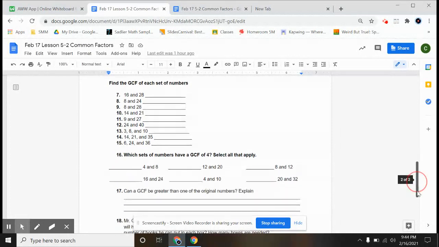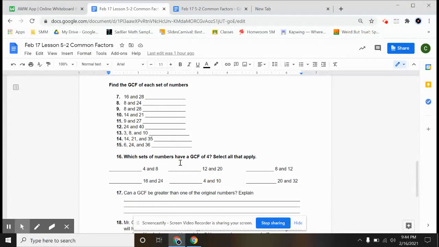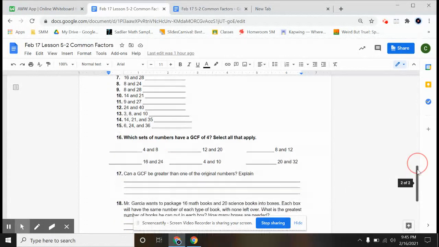Then as we keep moving down, which sets of numbers have a greatest common factor of 4? Again, you're going to have to list the factors to figure out which ones have a greatest common factor of 4. And notice it says select all that apply, which means more than one of these is going to have a greatest common factor of 4, okay?